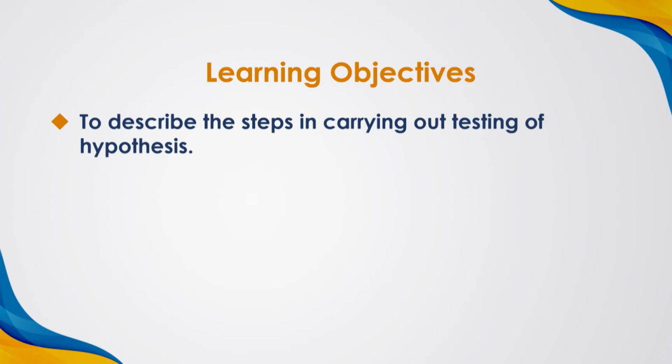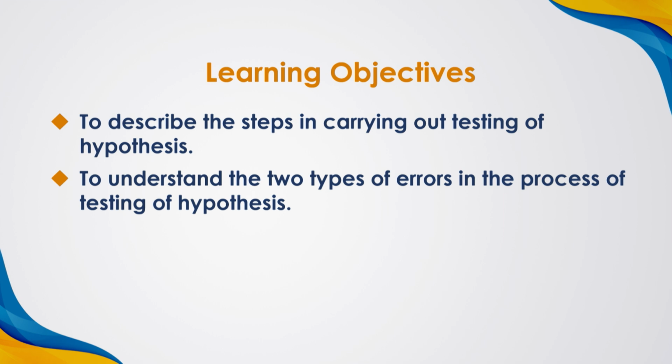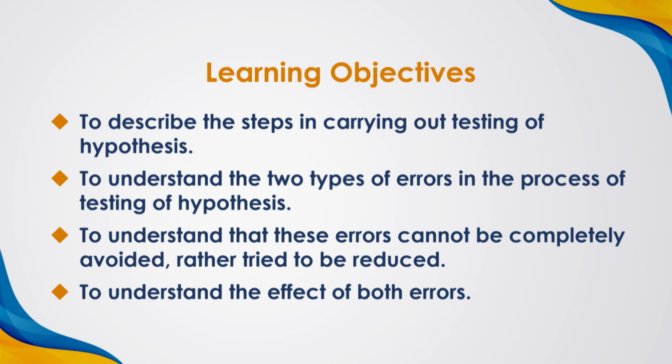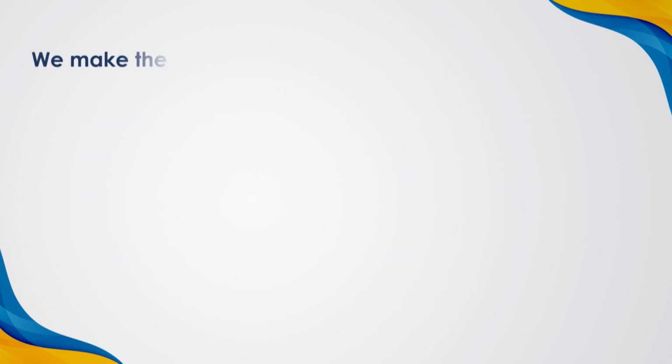Learning objectives: we will be able to describe the steps in carrying out testing of hypothesis, to understand the two types of errors in the process of testing of hypothesis, to understand that these errors cannot be completely avoided, but rather tried to be reduced, and to understand the effect of both errors.